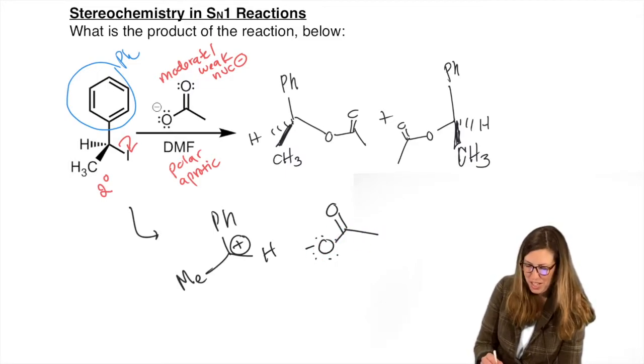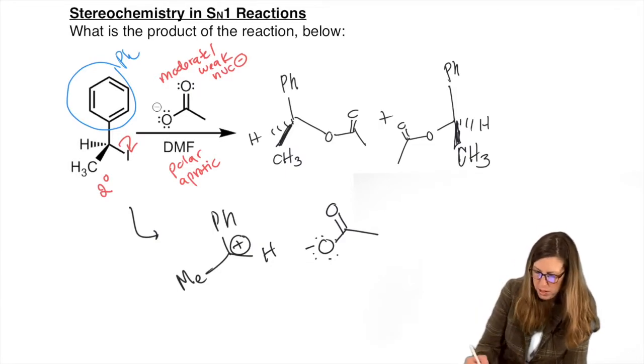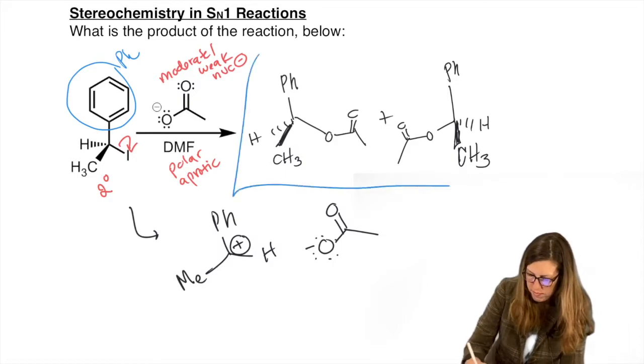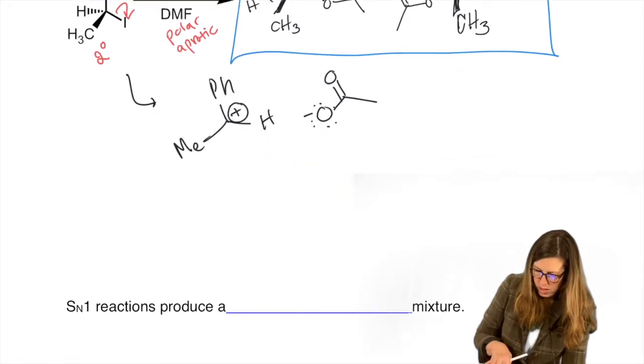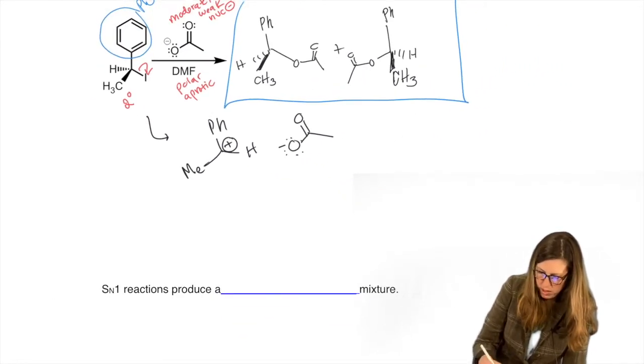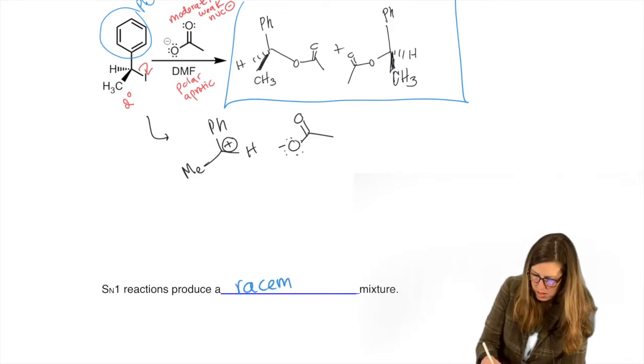Everything attached to it. So this attacks from either side, above or below the plane, which means we're going to get this whole group, our new group, on a set of enantiomers because we have a stereocenter, right? So we get a racemic mixture. So those are the products. Something to remember: SN1 reactions produce a racemic mixture if there's only one stereocenter, which is most of the cases.